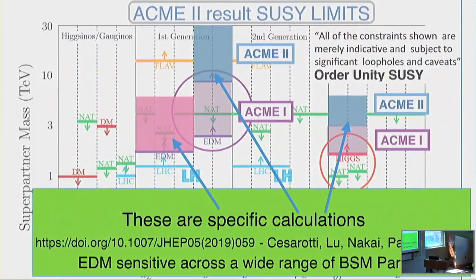So what does it mean? So what do these limits mean? I will just want to emphasize first that I'm going to show you some interpretations within the SUSY framework of the EDM limit. These bars here that you're going to be looking at, these are specific calculations. So these are real live theorists, high energy type theorists, particle theorists that calculate, well, what does that limit that we put on the electric dipole moment mean?